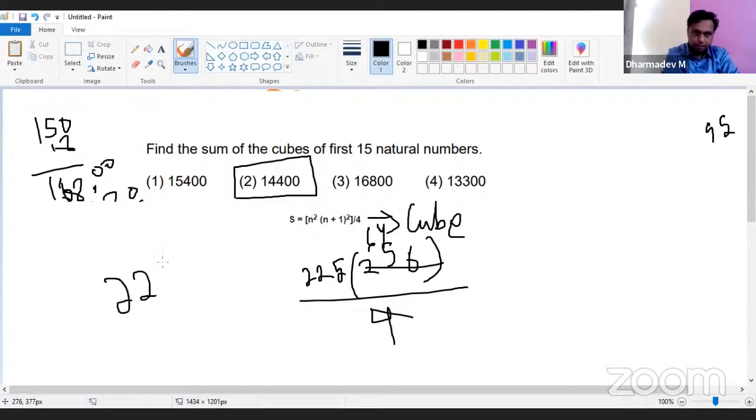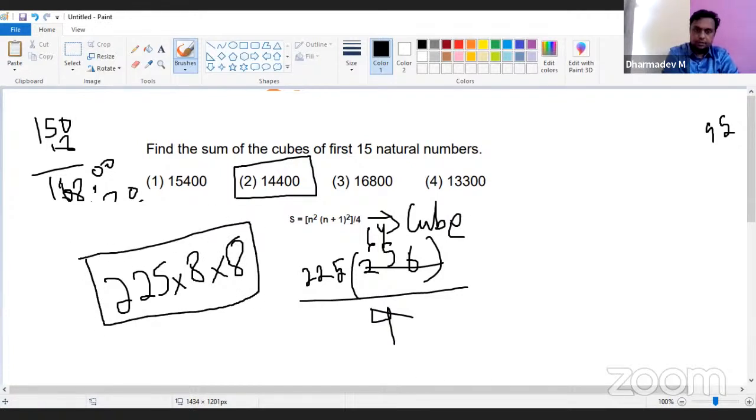225 multiplied by 64. So what I will do, I'll multiply into 8 and multiply into 8. That would be easy for you. I can split it and multiply it. Just check with this. Are you getting 14400? So n square, bracket of n plus 1, the whole square divided by 4. Yes, it works.